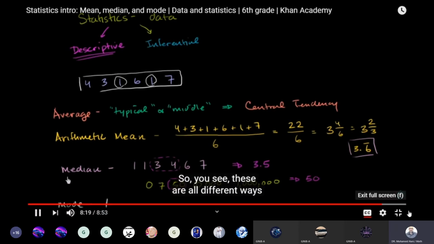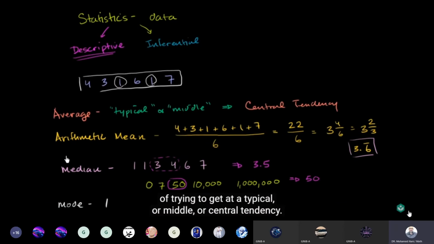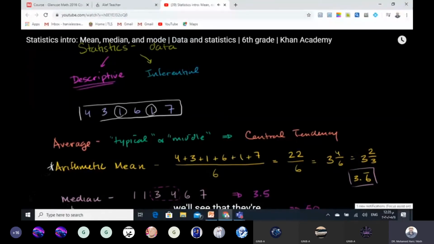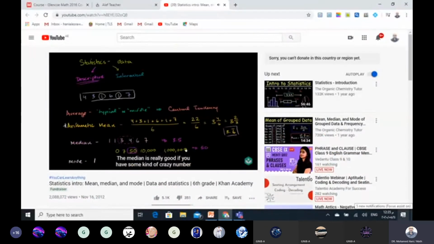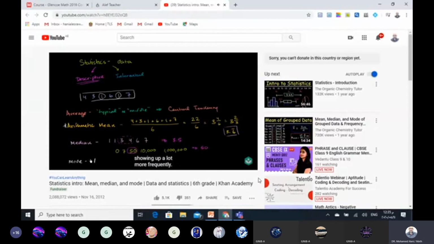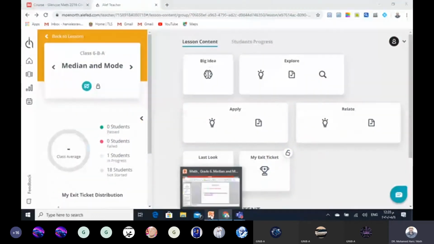So you see, these are all different ways of trying to get at a typical or middle or central tendency, but you do it in very different ways. And as we study more and more statistics, we'll see that they're good for different things. This is used very frequently. The median is really good if you have some kind of crazy number out here that could have otherwise skewed the arithmetic mean. The mode could also be useful in situations like that, especially if you do have one number that's showing up a lot more frequently. Anyway, I'll leave you there, and in the next few videos we will explore statistics even deeper.